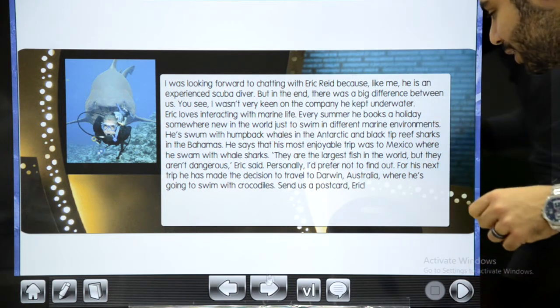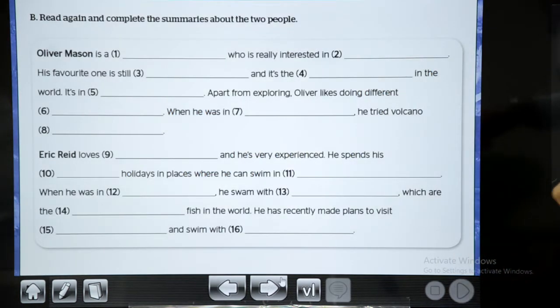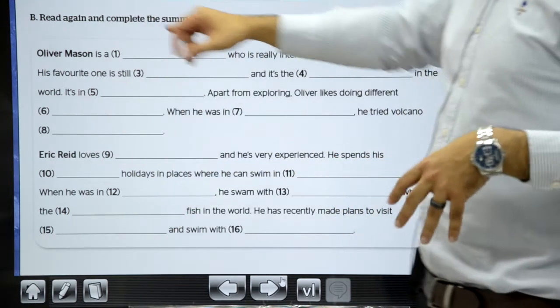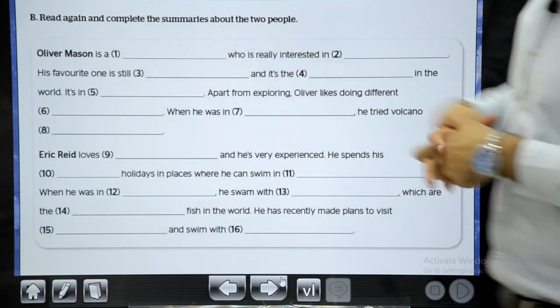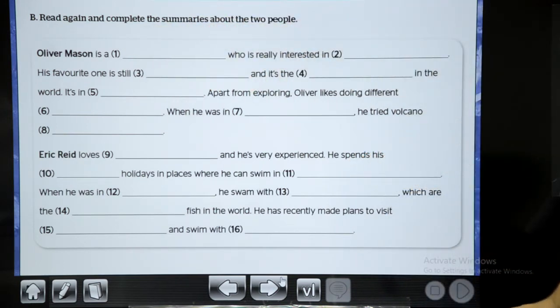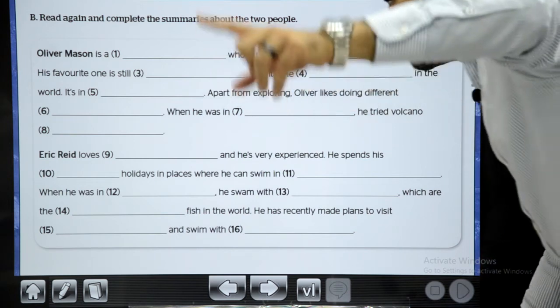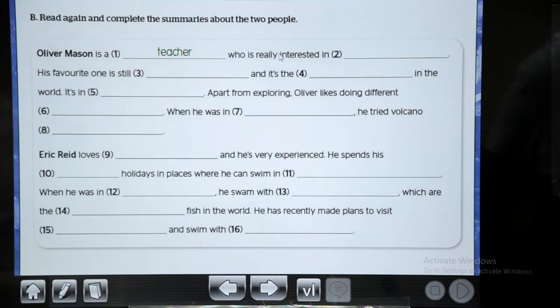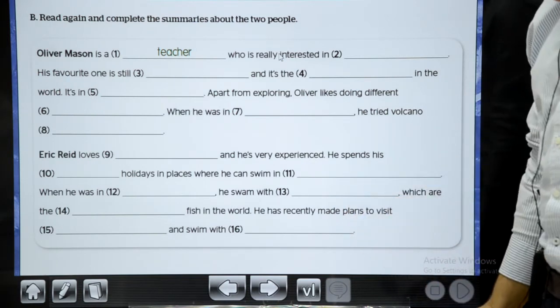You will read them, please, and then we will complete this exercise with the proper words. Read again and complete the summaries about the two people. Oliver Masson is a what? Who is really interested in what? Oliver Masson, I just told you, gentlemen, Oliver Masson is a teacher, right? Who is really interested in what? What is he interested in?